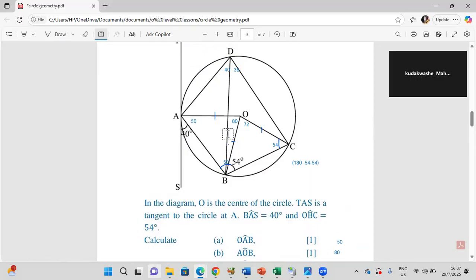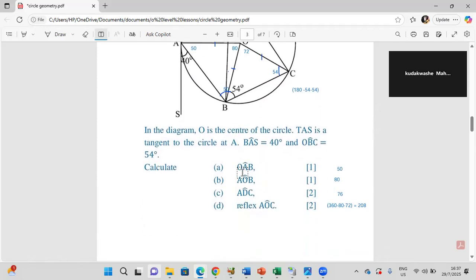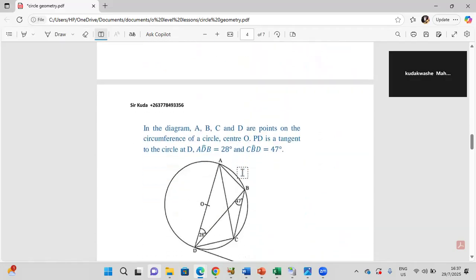A reflex is always more than 180 degrees. The acute will be less than 90. The reflex is the angle behind that. Let's move on to the next question.